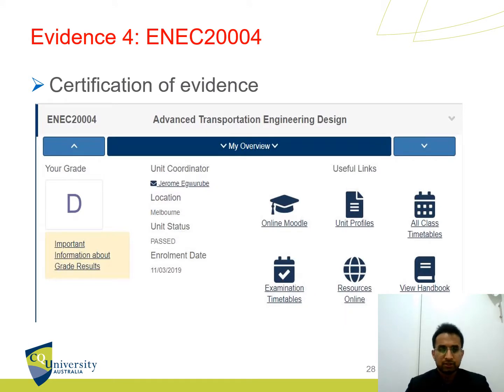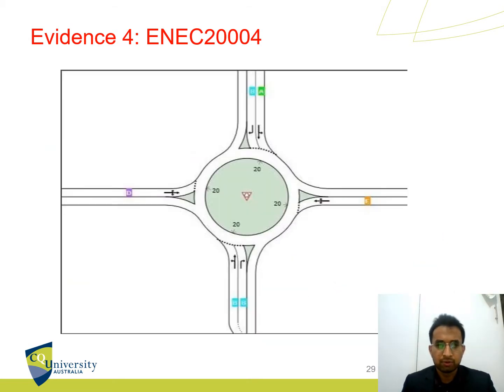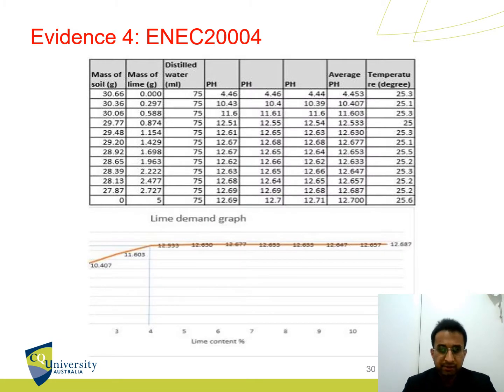The fourth evidence shows the completion of my advanced transportation engineering design with grade D, which means distinction. The figure shows the level of service for the roundabout, which I obtained through CPD intersection software. This is a lime demand test which I have done in my lab, and I have obtained the minimum lime content for the soil as a graph.